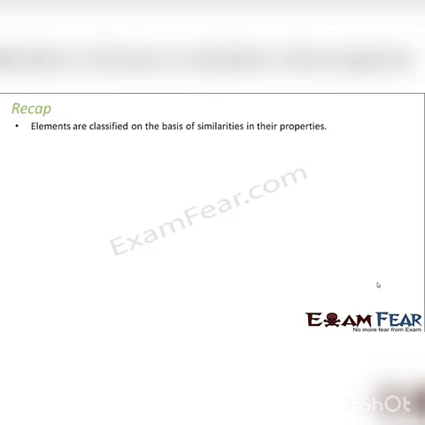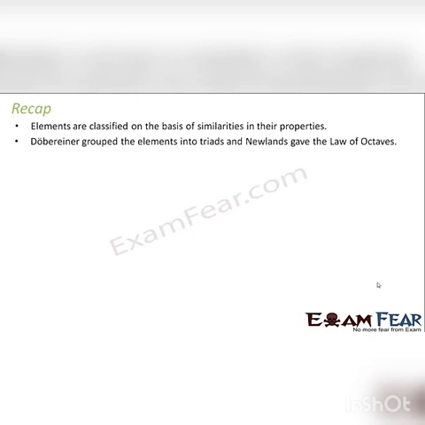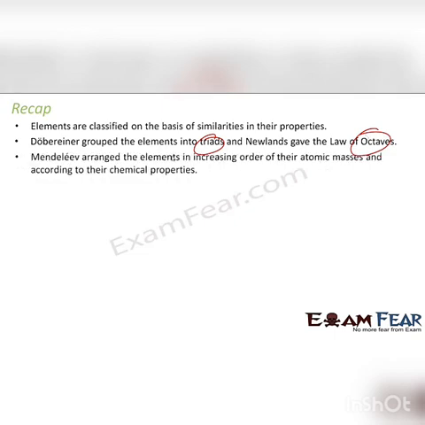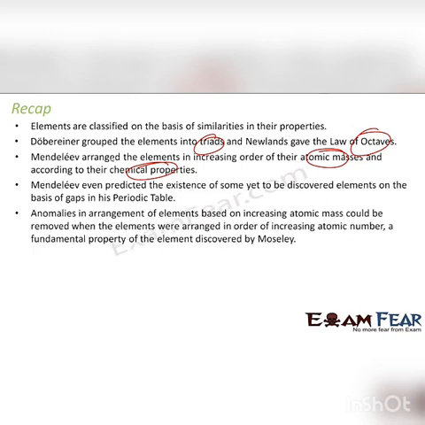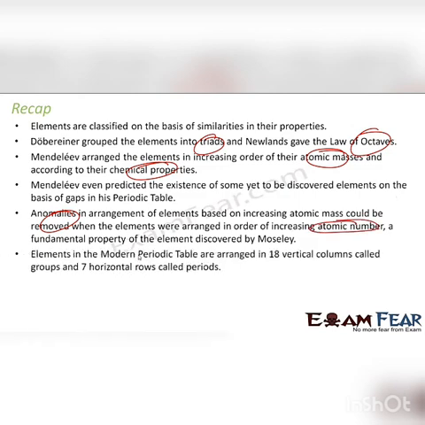Elements are classified on the basis of similarity in properties. Dobereiner grouped the elements into triads and Newlands into the law of octaves. Mendeleev arranged the elements in the order of increasing atomic masses and also based on chemical properties. He predicted the existence of some elements which were not even discovered at that time. There were some anomalies in the ordering by atomic masses which were removed when Moseley proposed the atomic number.